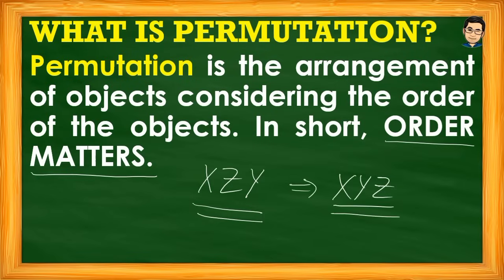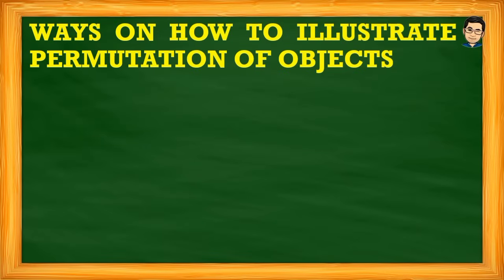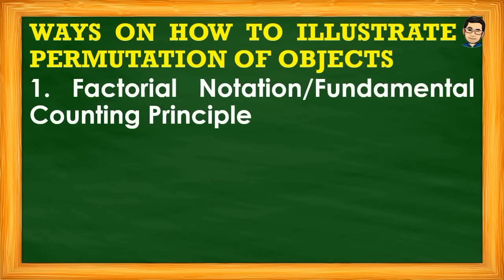So, yan lang din po ang definition kung paano natin mas maintindihan yung permutation. So, order matters. So, there are ways on how to illustrate permutation of objects. So, ito yung mga paraan kung paano natin ipinapakita kung paano iayos yung mga bagay. So, we use factorial notation. So, yung diniscuss ko kanina.